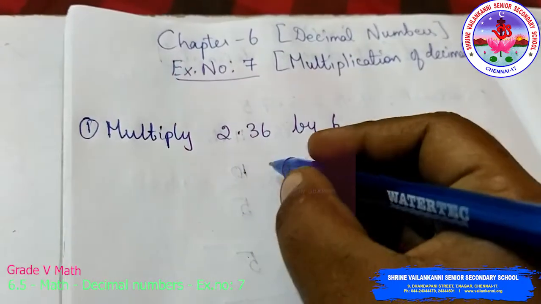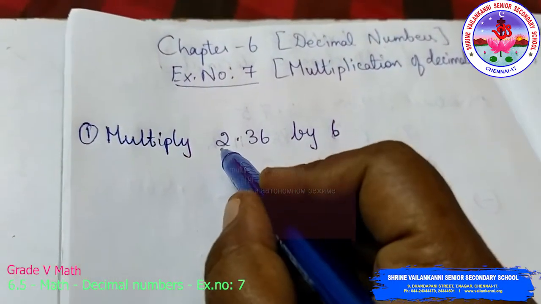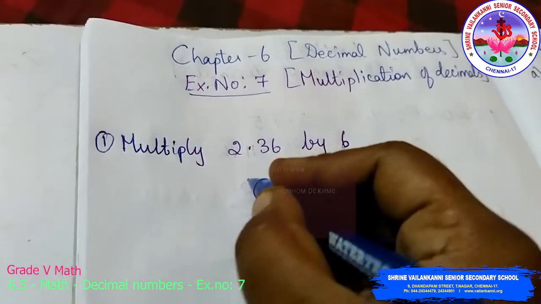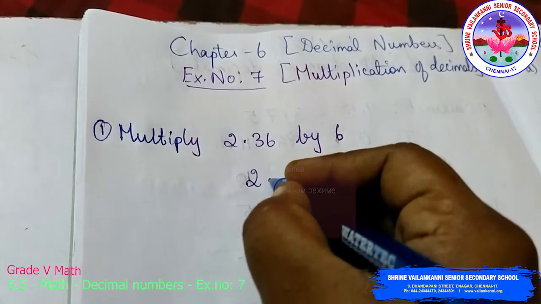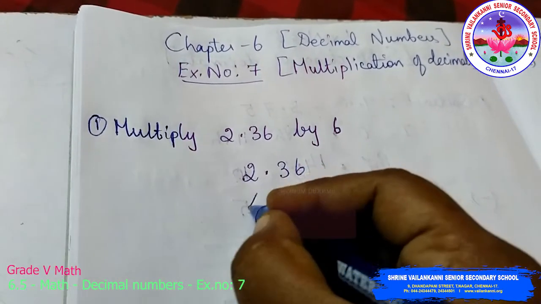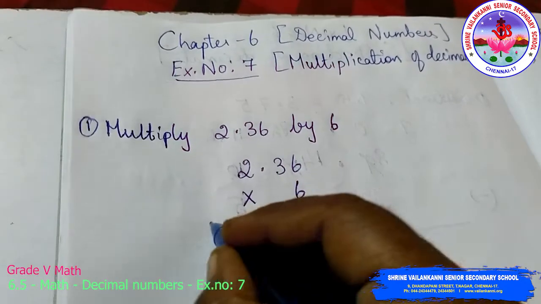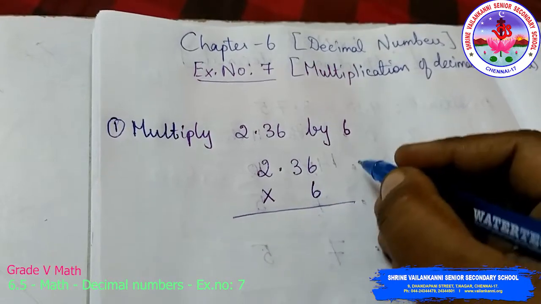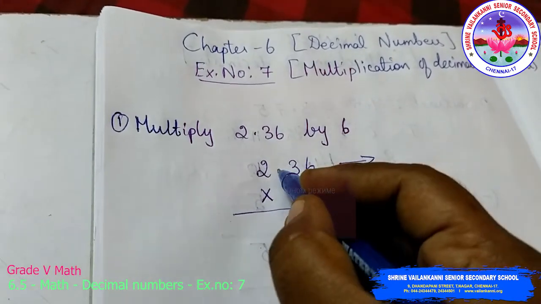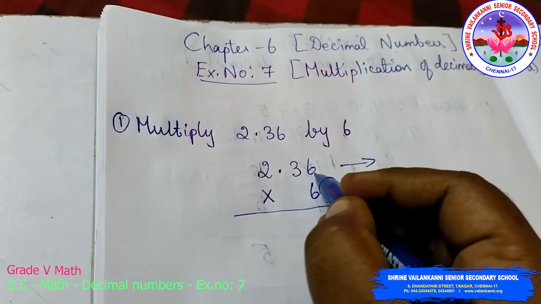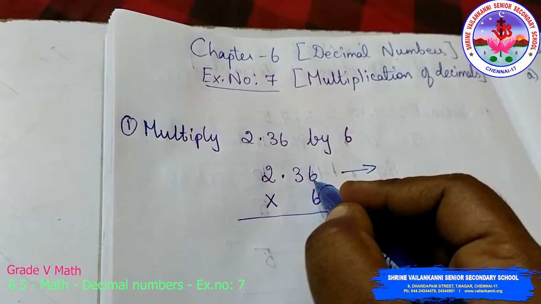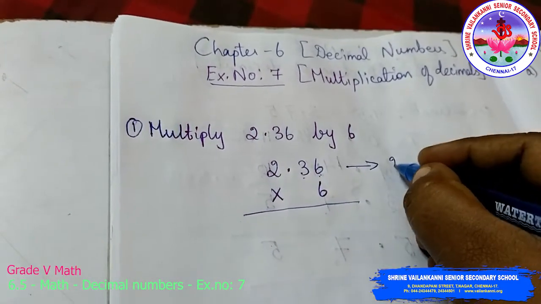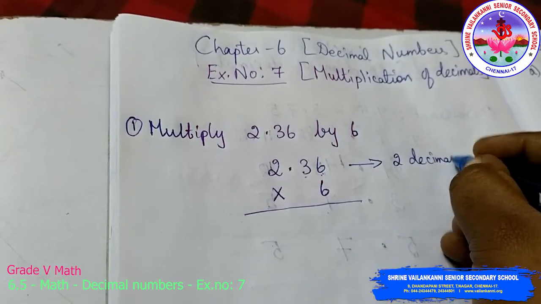Okay, so I'll show you with an example of 2.36 multiplying by 6. First I am writing 2.36 into 6. As usual you used to write, no? Likewise you are going to write. Now first, after the decimal, how many decimal places are there? 1, 2. So 2 decimal places after the decimal. So write 2 decimal places.